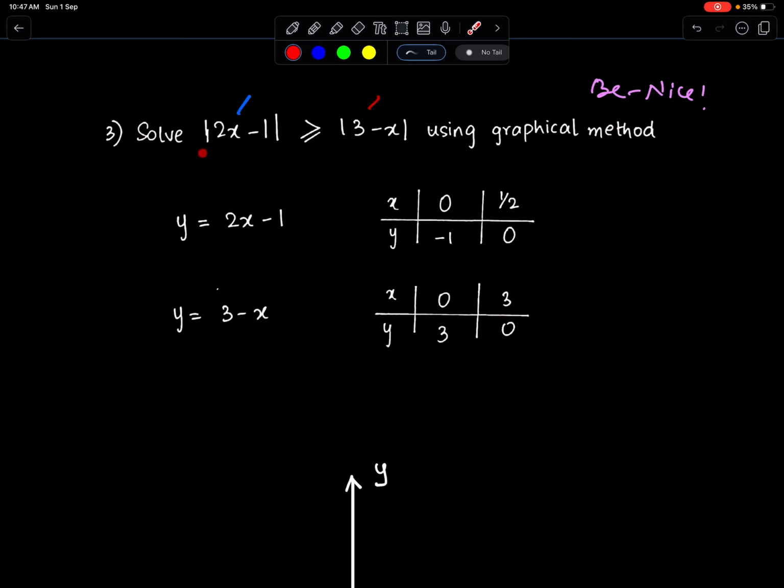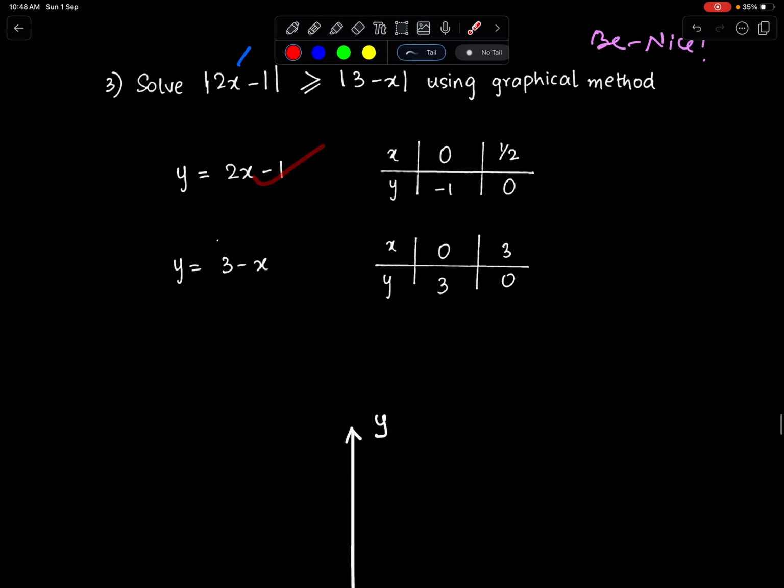This is another important question of modulus inequalities, and we will solve this by using the graphical method. So first we need to consider both the functions without modulus: y is equal to 2x minus 1, y is equal to 3 minus x, and make the boxes for these two functions. Now let's sketch this function at first.